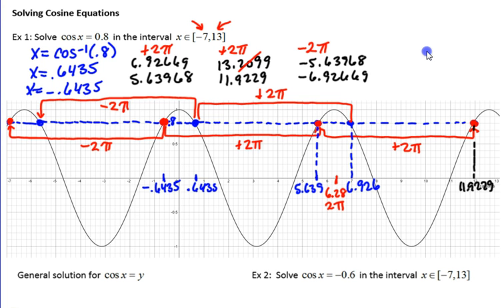So this is negative, so going straight down from here is negative 0.5639, and straight down from here is negative 6.926. I know those don't show very well. So I have a total of 7 solutions. I got these by starting with my original solution, taking the opposite of it because of symmetry, and then adding or subtracting 2 pi to get to additional solutions 1 period away or 2 periods away from the original solutions.